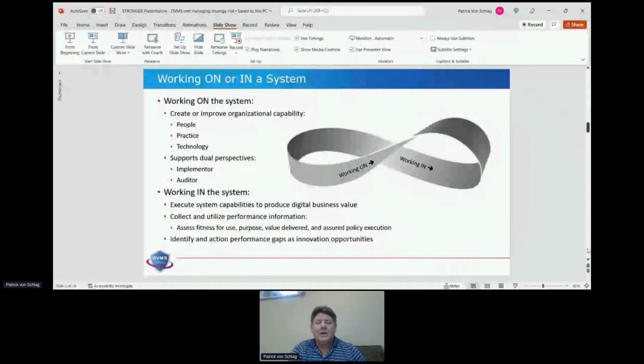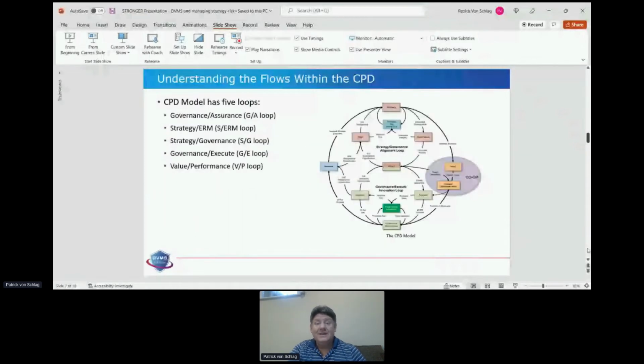So let's look at the CPD model. It is a system of systems. Right, so there are 5 effective subloops that are kind of baked together into the overall approach.